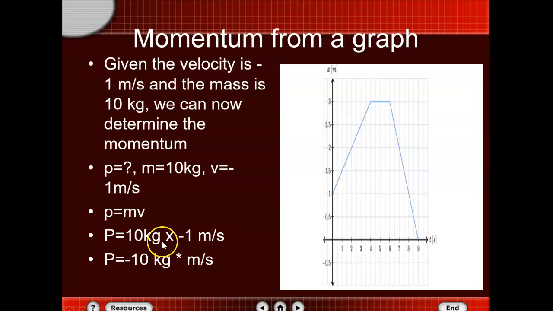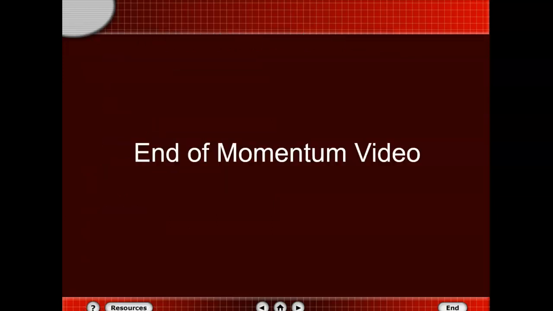On your formative assessment, you're going to need to find the slope of the other two portions, so from 0 to 4 and from 4 to 6, and figure out the slopes of those lines, multiply them by the mass, and then you'll get your momentum based on the graph. Okay, that's the end of this video.